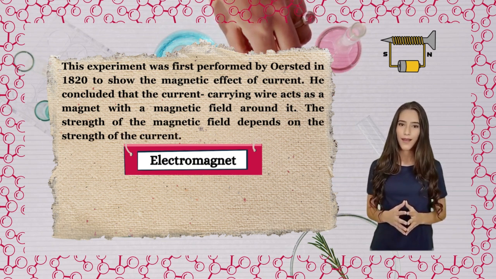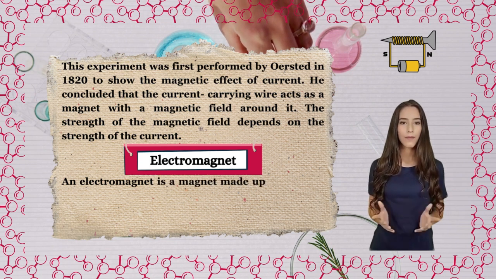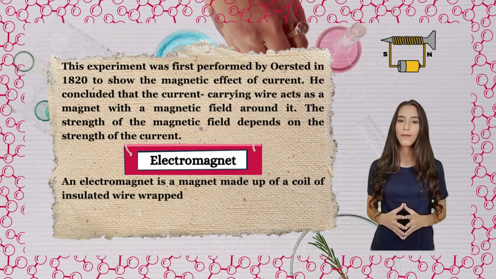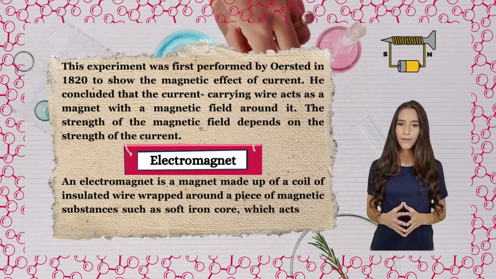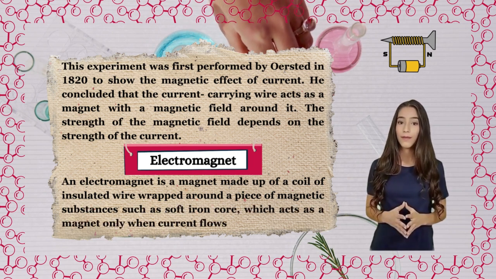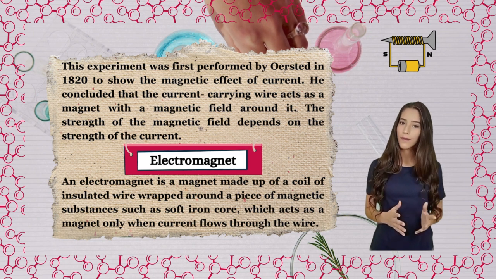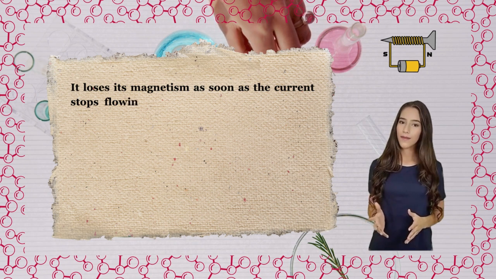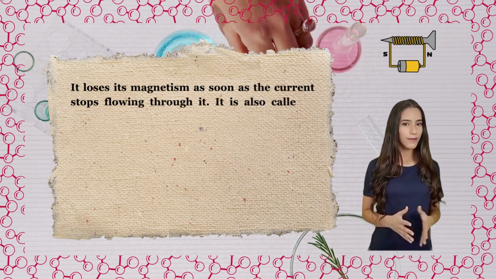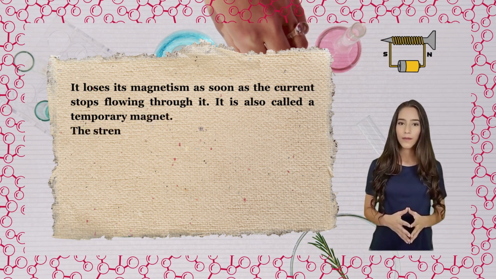Electromagnet. An electromagnet is a magnet made up of a coil of insulated wire wrapped around a piece of magnetic substance such as a soft iron core, which acts as a magnet only when current flows through the wire. It loses its magnetism as soon as the current stops flowing through it. It is also called a temporary magnet.